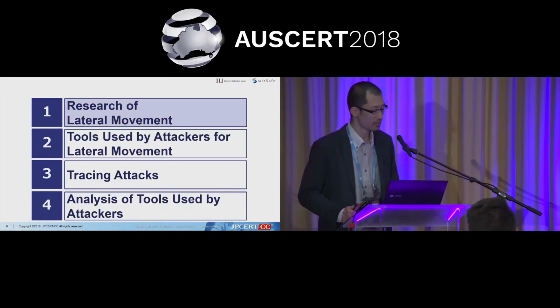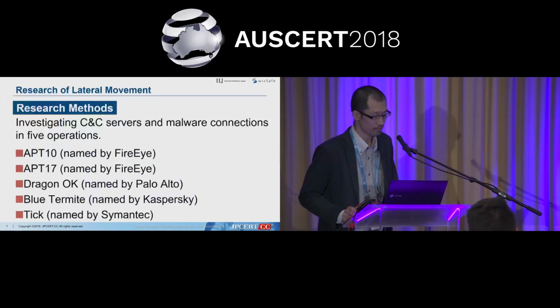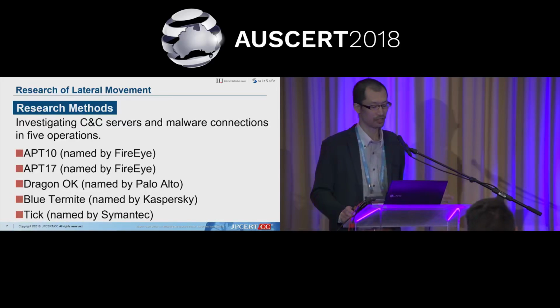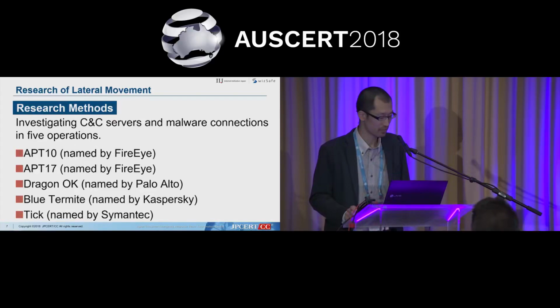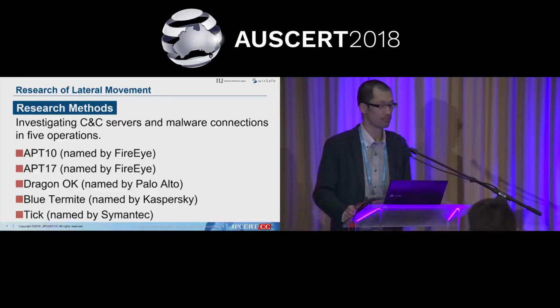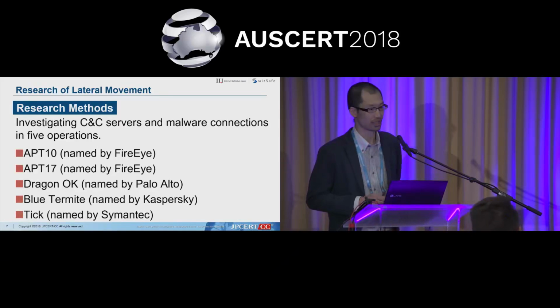First, research of lateral movement. We examined the tools used by the attacker. For this research, we used disk images of C2 servers and decoded malware connections. The forensically investigated disk images are from APT10, APT17, Dragon OK, Blue Termite, and Tick. These campaigns targeted Japanese organizations.